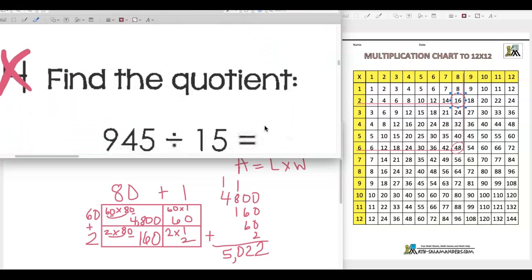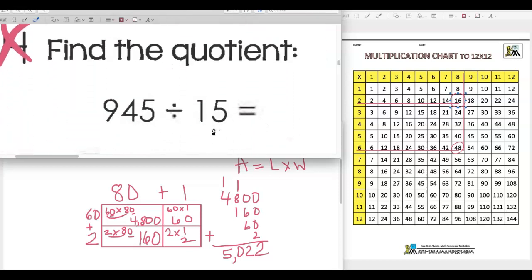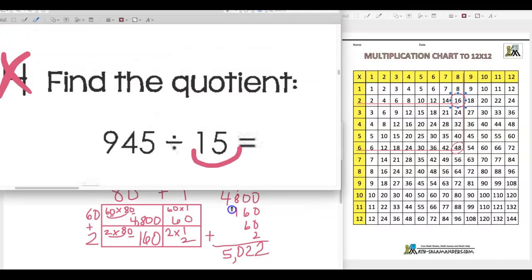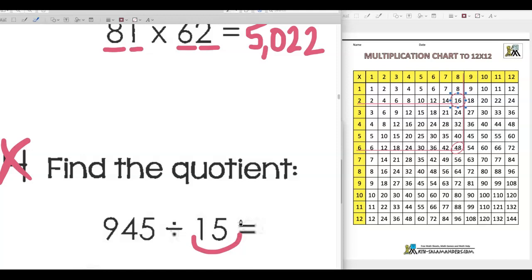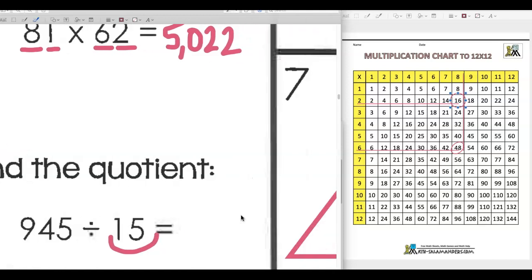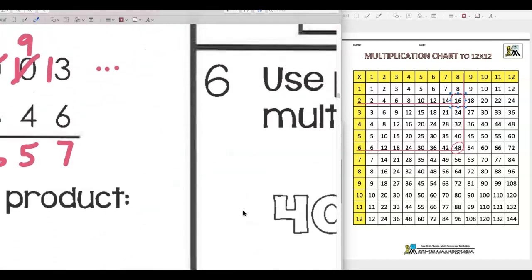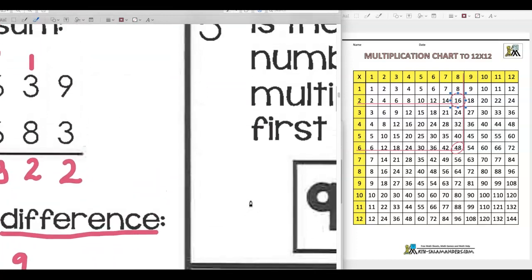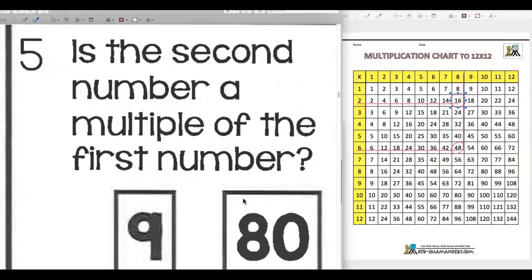We are going to skip number 4, find the quotient, because it is working with a 2-digit divisor. We don't need to learn that in 4th grade. You can learn it in 5th grade. Then we're going to go to question 5.